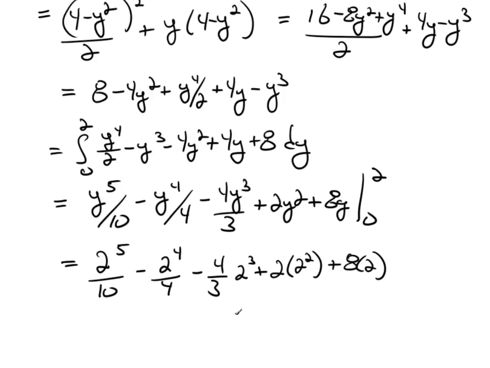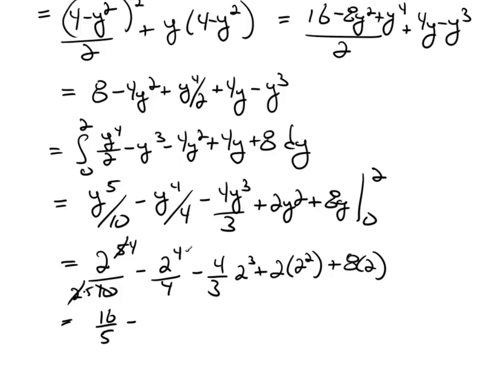Now I'm going to fiddle with this just a little bit. I'm not going to go crazy with this. You can easily simplify this. But see, this is 2 to the 5th over 2 times 5. So this is the same as 2 to the 4th over 5, which is 16 over 5.